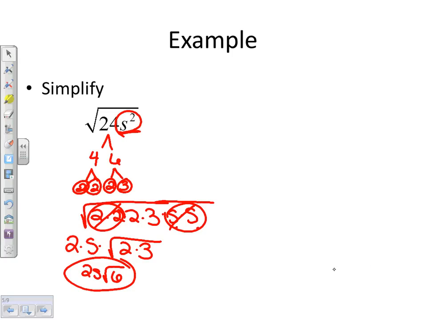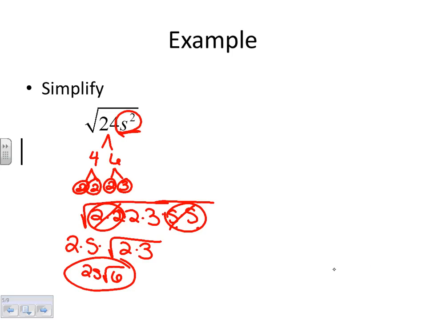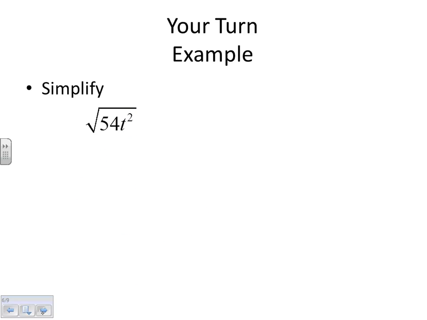Okay, so we had a brief intermission for dismissal, but we're back now. So hopefully you guys got this example. And I want you to try this example. Pause me and try it as best you can, and replay me when you're ready for the answer.